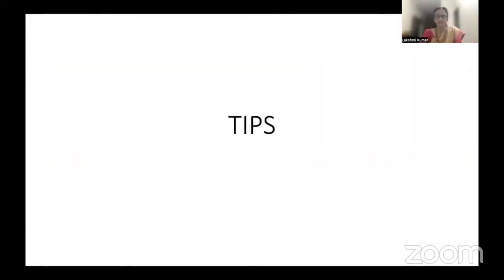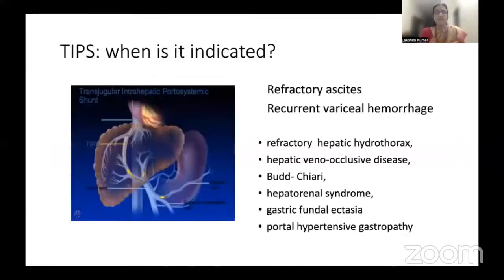I'll come to the last of my presentation, and this is the need for TIPS. So what is TIPS? TIPS is transjugular intrahepatic portosystemic shunting. So in a patient with portal hypertension, TIPS is something that will be discussed at some point in management. When is it indicated? If a patient with portal hypertension has refractory ascites or recurrent variceal hemorrhages. So this is when a TIPS is actually indicated.